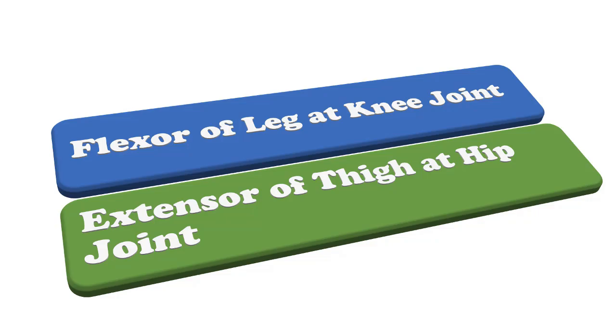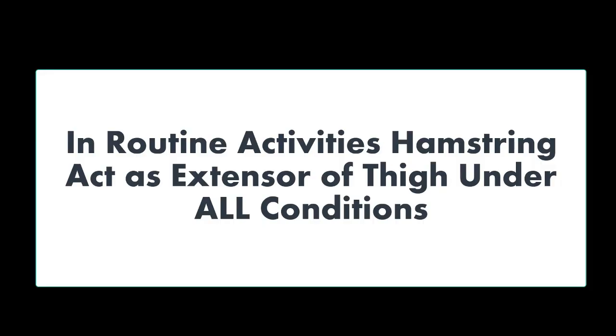Now you have to remember another point: in the routine activities which we perform in our daily life, these hamstrings are extensors of the thigh and they are active as thigh extensors under all situations. They are active even when we are maintaining a relaxed standing posture, when we are talking with each other in that posture, when we are standing at ease. Our hamstrings are also extending the thigh.